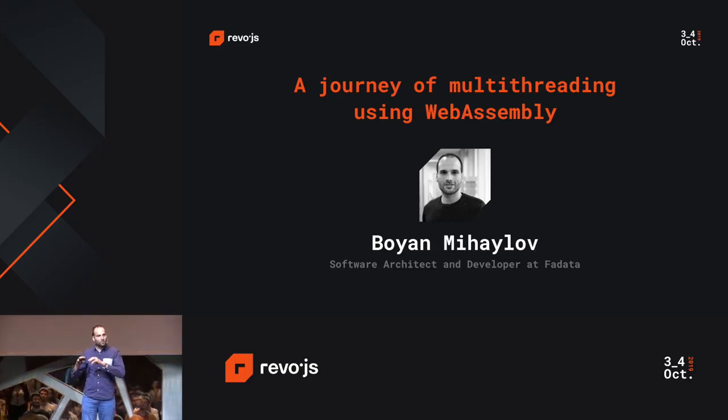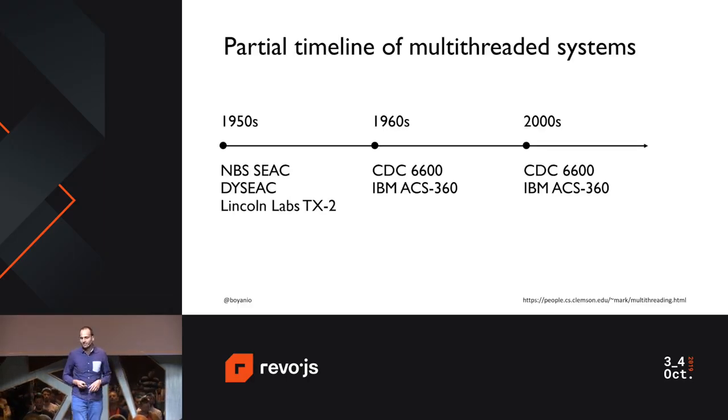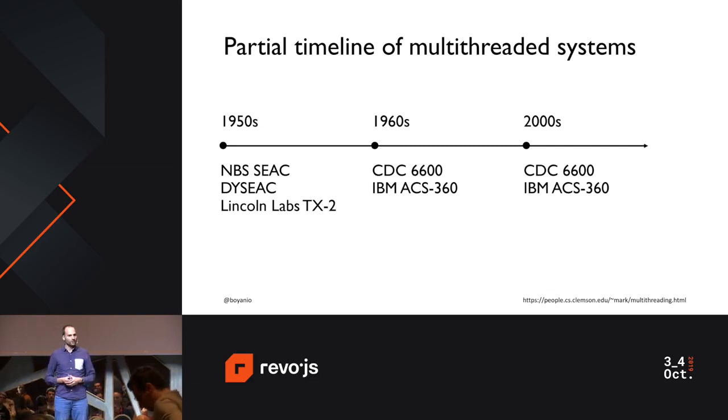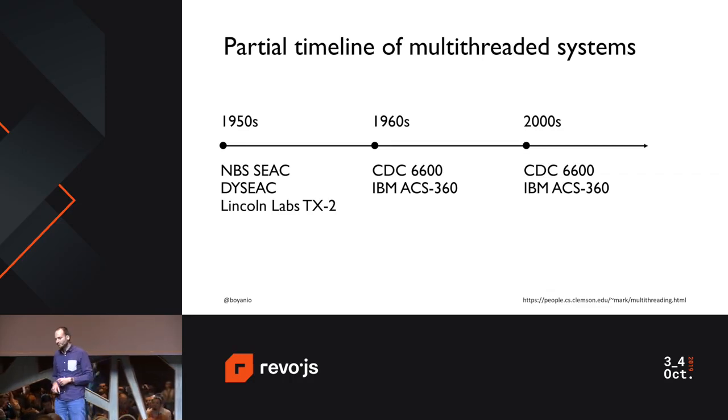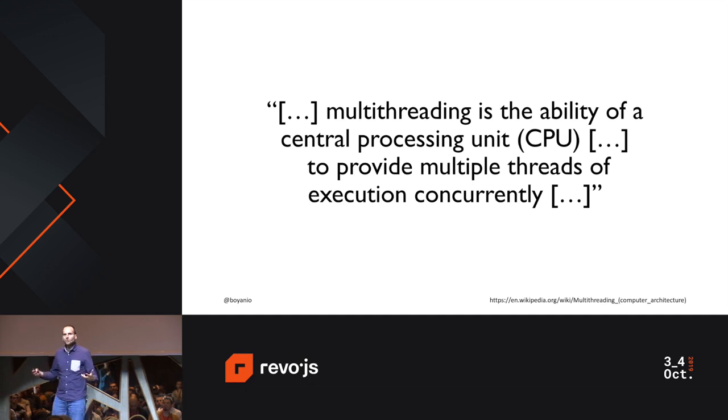And the idea of splitting work, it's not really new. One of the first multi-threaded systems was created already in the 1950s. Of course, the level of multi-threading was very simple at that time. But you know, over the generations, we have evolved and really improved the theory and implementation of multi-threading that we use today. What does multi-threading really mean?